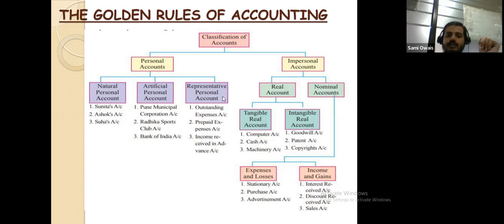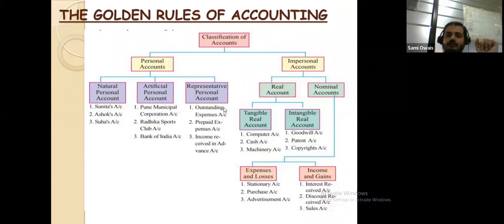The third thing I have is the representative personal account. Understanding this is very important. If you are unable to understand the logic of it, just remember what would come under the representative personal account. Outstanding salaries account, outstanding rent account, all would come under representative personal account.